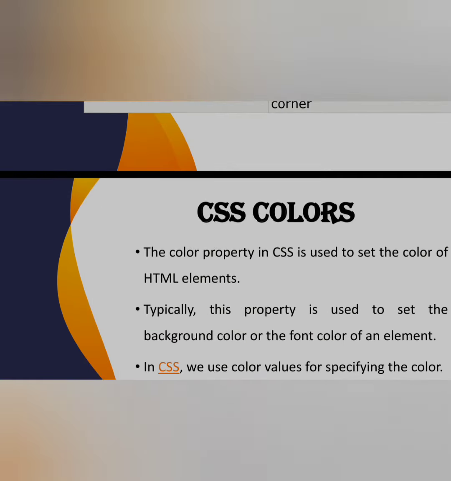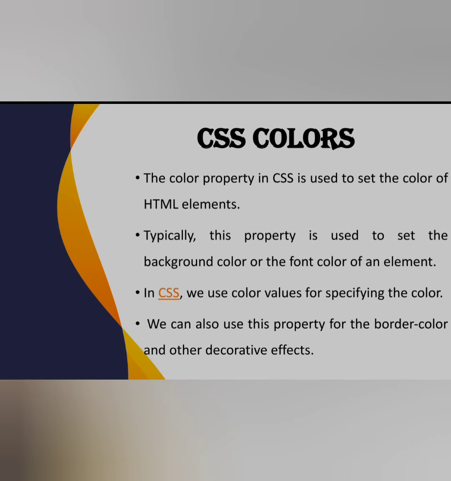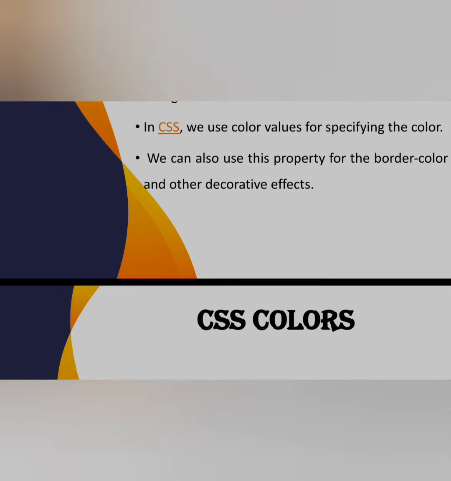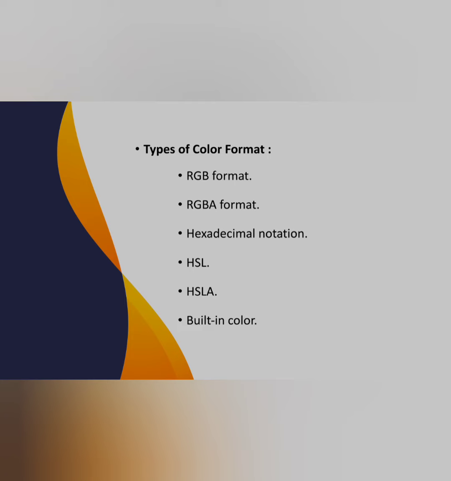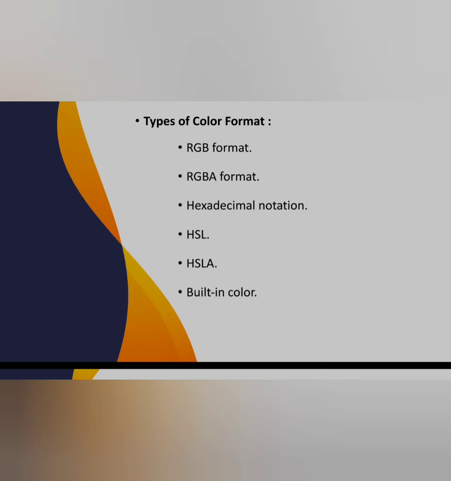CSS colors. The color property in CSS is used to set the color of HTML elements. Typically, this property is used to set the background color or the font color of an element. In CSS, we use color values for specifying the color. We can also use this property for the border color and other decorative effects. Types of color format: RGB format, RGBA format, hexadecimal notation, HSL, HSLA, built-in color.